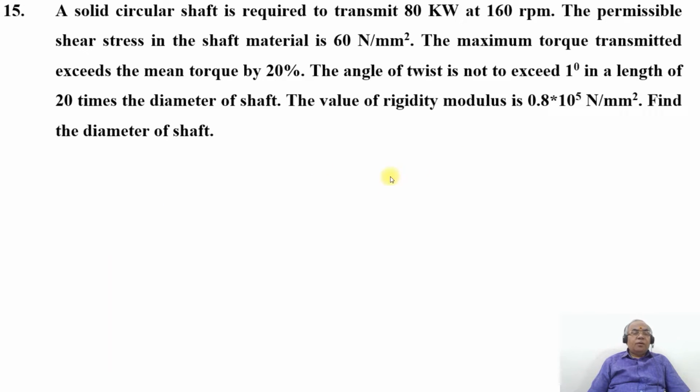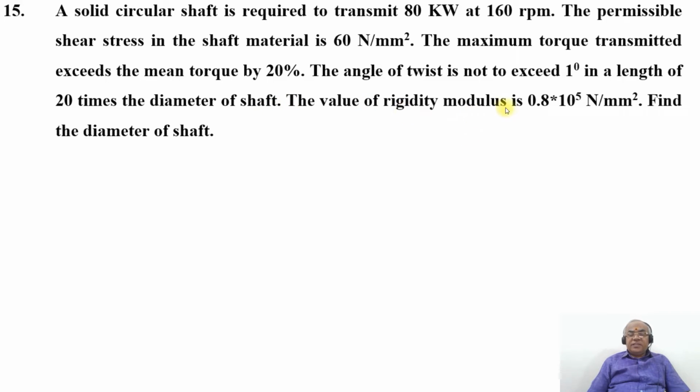Now, we're going to take up one more problem on shafts. Problem number 15 states: a solid circular shaft is required to transmit 80 kilowatt at 160 rpm. The permissible shear stress in the shaft material is 60 Newton per mm square. The maximum torque transmitted exceeds the mean torque by 20%. The angle of twist is not to exceed 1 degree in a length of 20 times the diameter of the shaft.